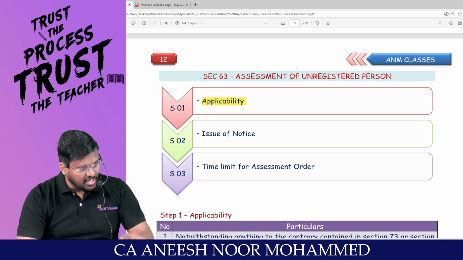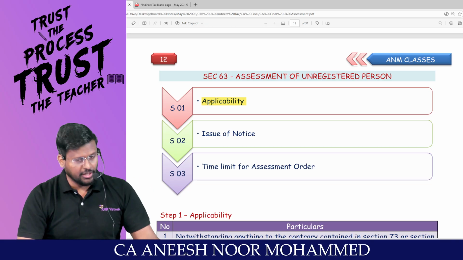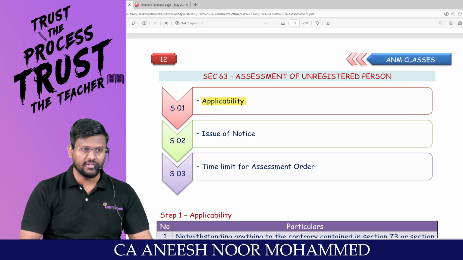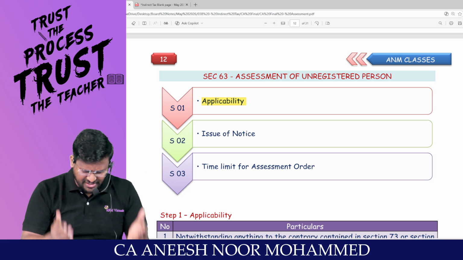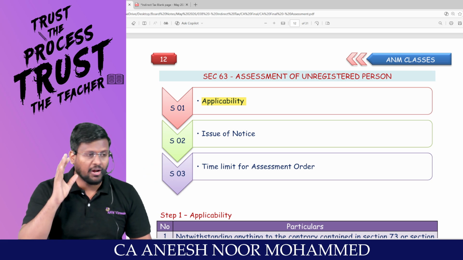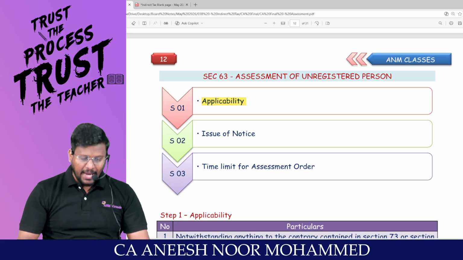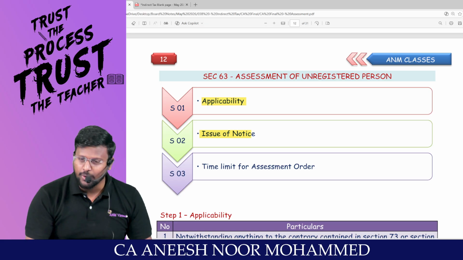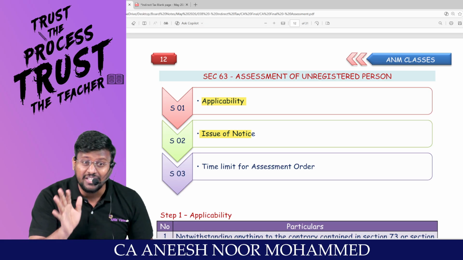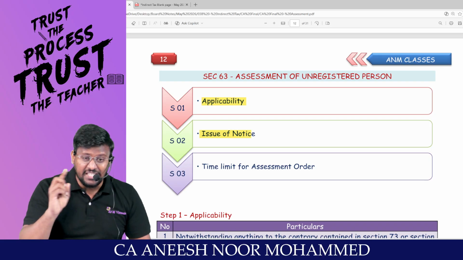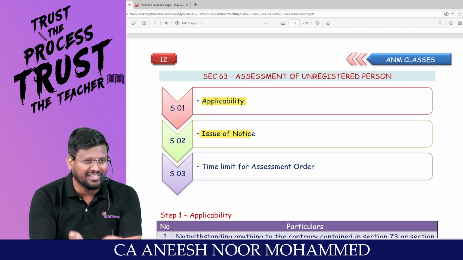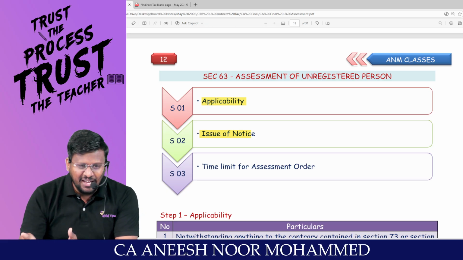Since you are an unregistered person, you are not filing the return also. This information comes to the knowledge of the proper officer. He will do assessment of you under section 63, assessment of unregistered person. And my dear lovable students, before he passes the assessment order, he will issue a notice. This notice is not a 46 notice. A 46 notice is to file the return. Even after issuing a 46 notice, what will this guy do? Because this guy is an unregistered person.